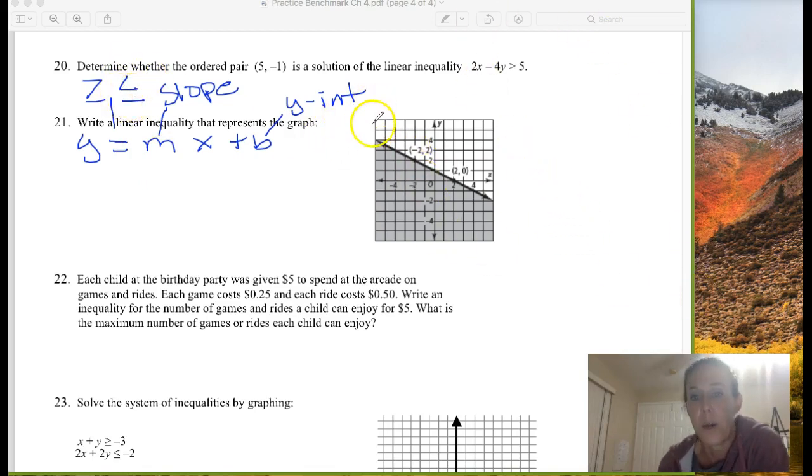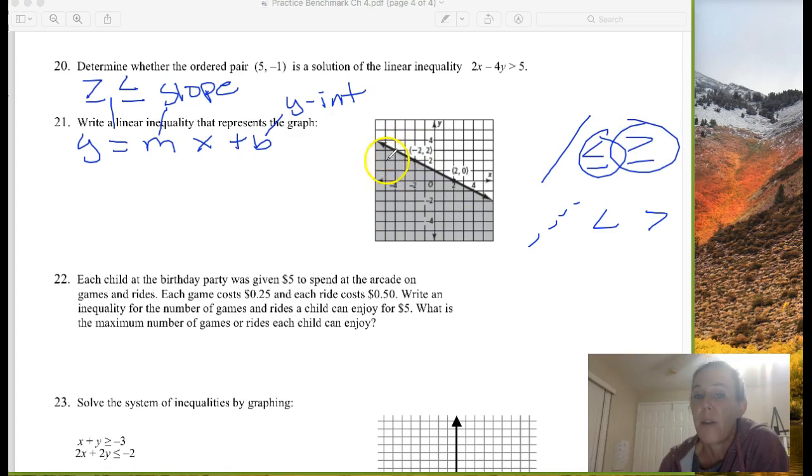So let's start here. We have a solid line. So I'm going to be greater than or equal to or less than or equal to. Because remember, solid line is a greater than or equal to or less than or equal to. Dotted line is just greater than or less than. Solid line, so it's going to be one of these. Now, if I shade down, I have a less than.